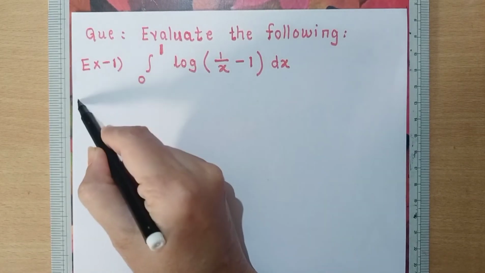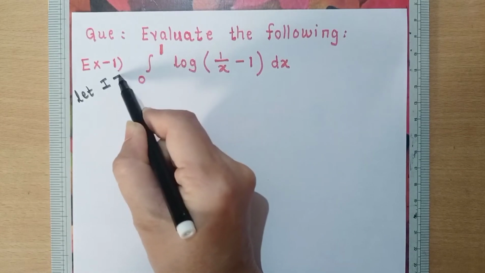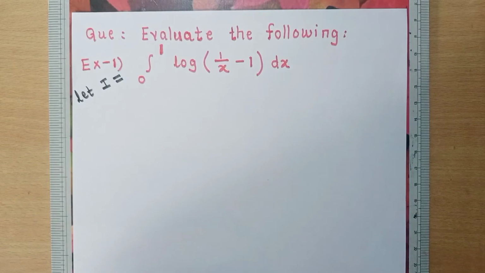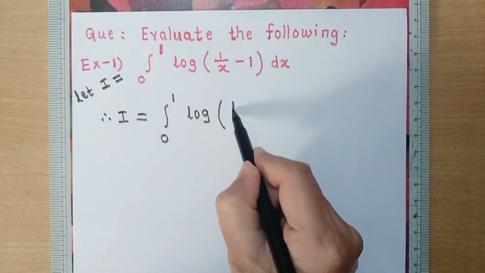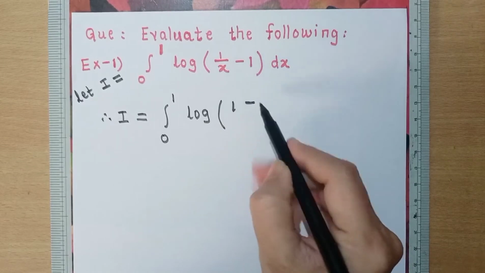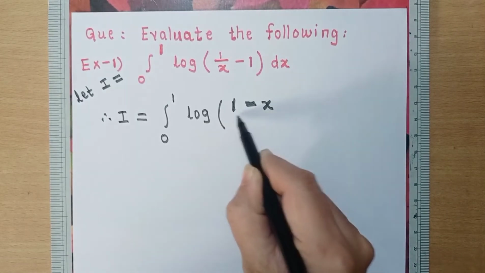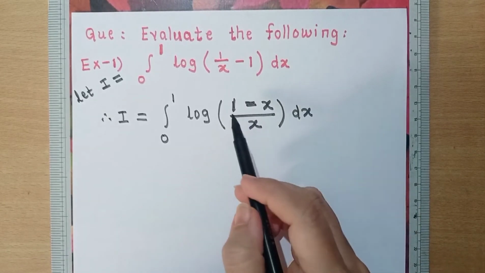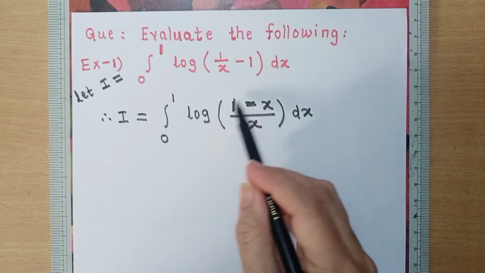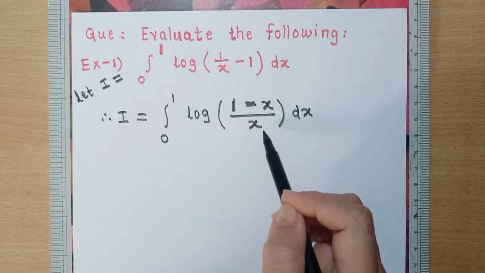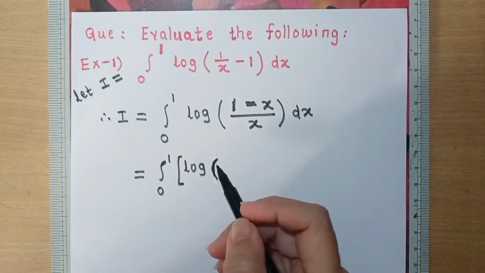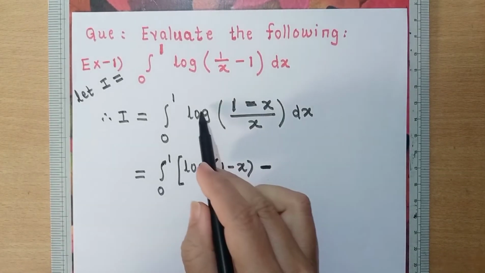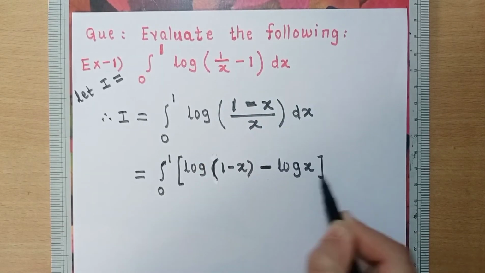So first we will assume this as integral I, and here we will make the denominator the same, so 1 minus x over x, dx. And again, by the rule of log, division means we have to subtract log of numerator minus log of denominator. So log of (1 minus x), then the middle sign minus, then log of x, dx.